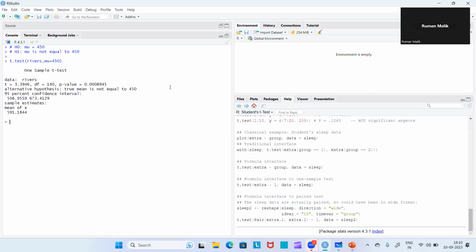So we need to accept the hypothesis, since the p-value is less than 0.05. Okay, so Ruman is saying we need to accept the hypothesis. We'll come to it later on. Anybody else would like to give a try? Thank you, Ruman, for responding. Whether it is correct or not, we'll come to it. Anybody else would like to give a reply?